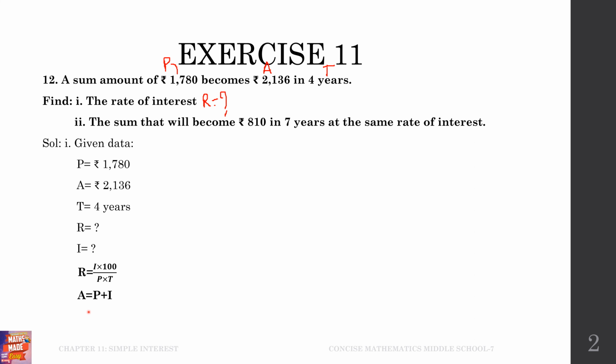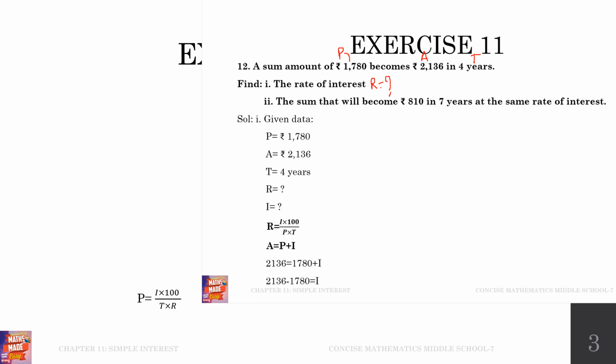We know this formula. A is equal to P plus I. Here for substituting the value, you have the value of A, you have the value of P, right? Plus I. Now if you substitute the values over here, A is 2136 is equal to P, that is 1780 plus I. Now we need to find out I. So keep I as it is and get this 1780 to the other side. It becomes minus. So when you subtract it, what you get is 356 rupees is the interest.